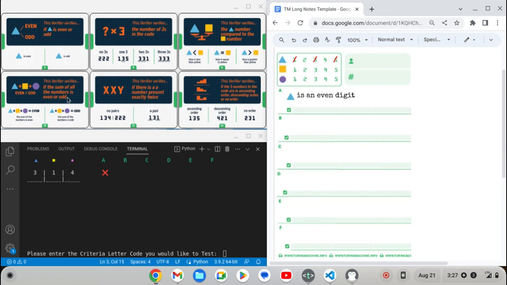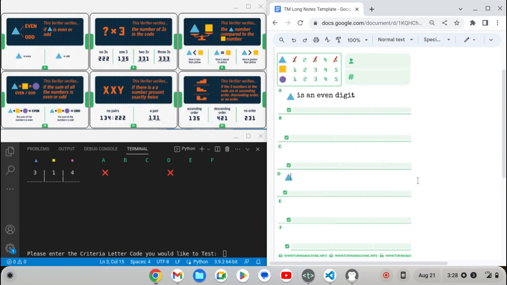So the next thing I'd like to test is criteria card D. So notice that the Turing Machine does not approve, and notice that the criteria card has us adding up the digits. So let's go ahead and add up the digits in my proposal, and that's 3 plus 1 is 4, 4 plus 4 is 8. That's an even quantity, but the Turing Machine does not approve of it. So it's letting me know that, in fact, the sum of the 3 digits should be odd. So let's go ahead and type that up in our notes for section D.